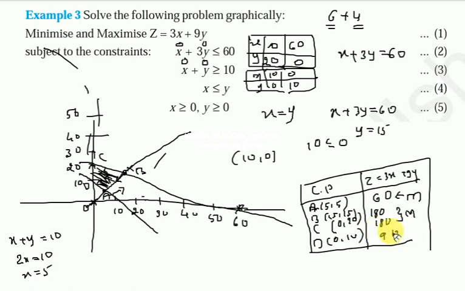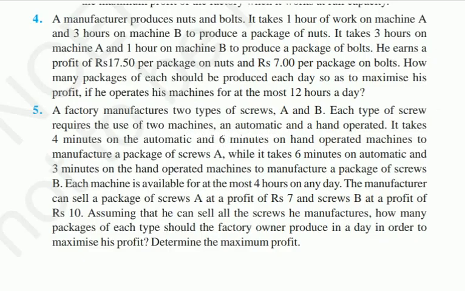Therefore, we need to say the maximum value is 180, which is at the point 15 comma 15 and 0 comma 20, and also in between the line joining 15 comma 15 and 0 comma 20, and the minimum value will be 60, which is at 5 comma 5. A very easy problem. We will get 6 marks for this.